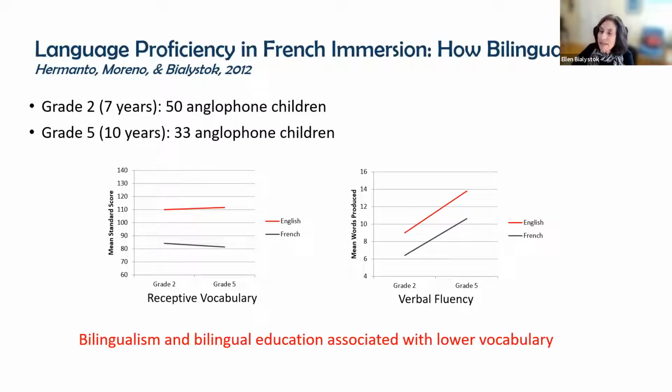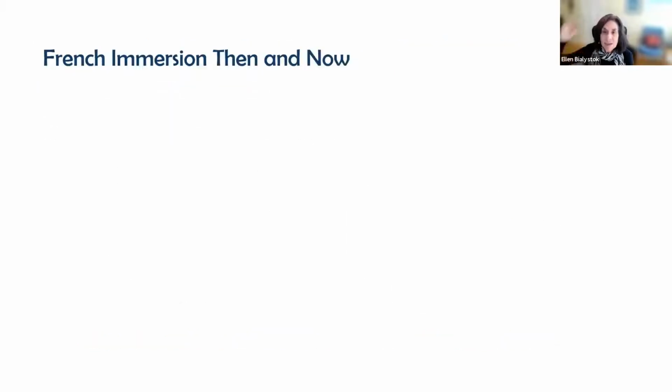And what we can see even here is that just like bilingualism, bilingual education is also associated with lower formal vocabulary scores. Now, French immersion is interesting. I told you how popular it is. And all of those studies that evaluated its effectiveness were done a long time ago. But since those studies, two things have changed. Two really important things have changed.